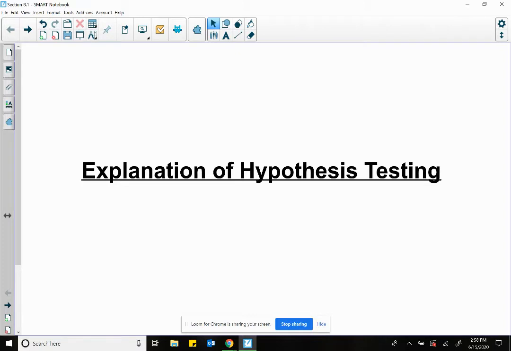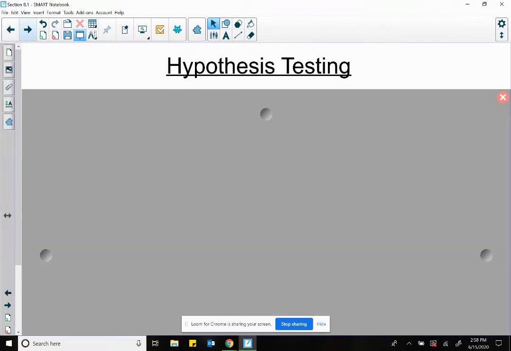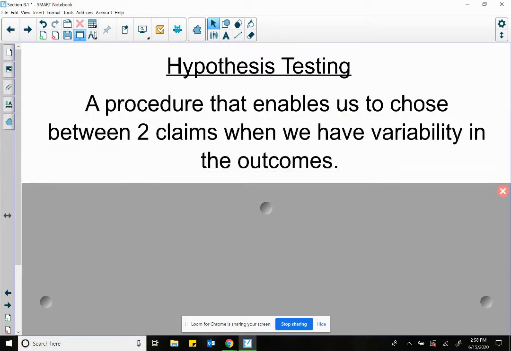So the explanation of hypothesis testing. Well, the first thing is, what the heck is hypothesis testing? Hypothesis testing is a procedure that enables us to choose between two claims when we have variability in the outcomes. Okay. So this allows us to talk about two different ideas, two different hypotheses, and determine whether we want to accept or reject. So that's the big idea that's going on in here.